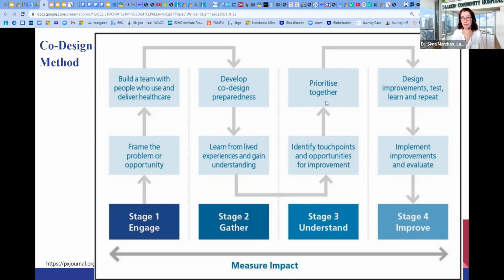Prioritize together. For physicians, some things are important, but are they as important for the patients and care receivers, for the families?